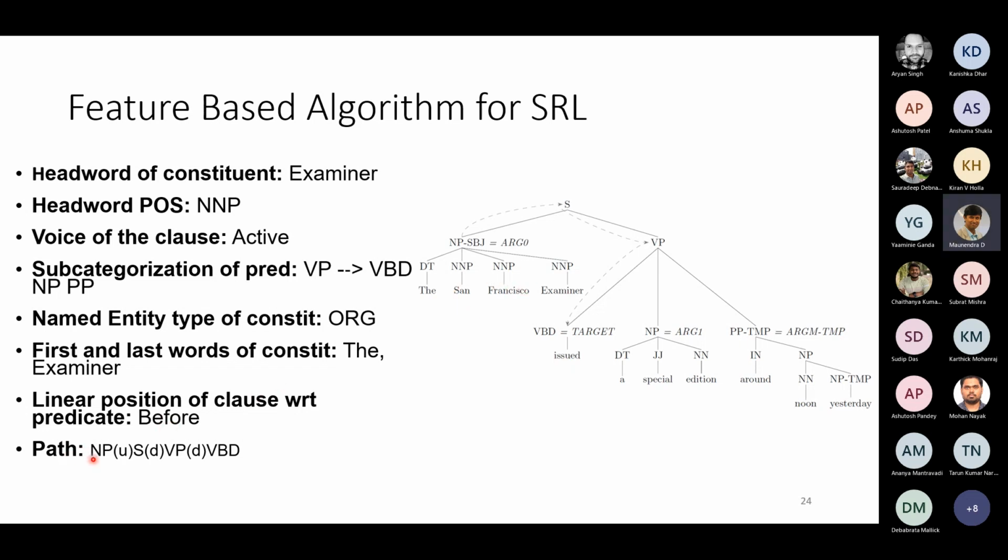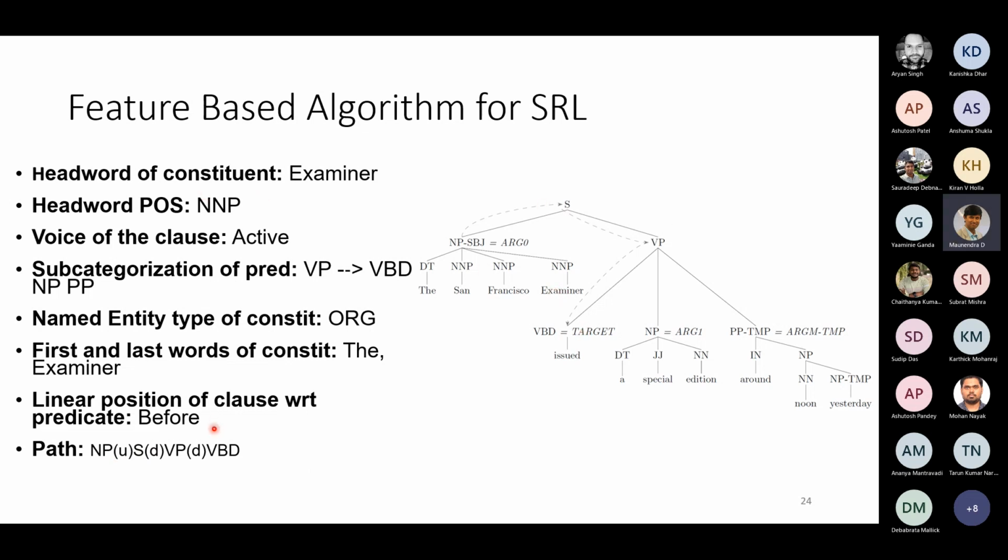And what is the path connecting the constituent to the predicate? It is NP, this one. From NP we go up to S, the sentence. From S we go down to VP, right? And from there VP down to VBD. So this is the path from the constituent to the predicate.